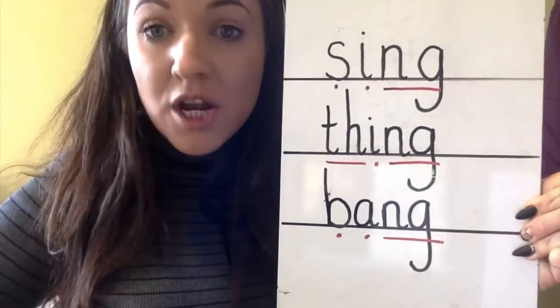That's right, it's the ng sound, which is made up of the letter N and G. It makes the ng sound. You can find ng in the middle of words and at the end of words, but never at the beginning. Can you think of any words that have the ng digraph in?